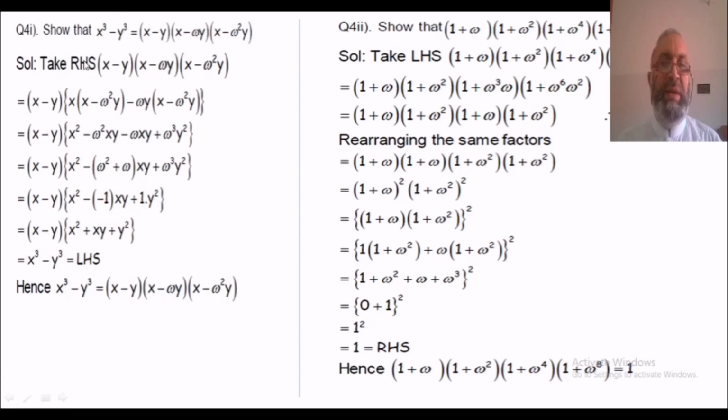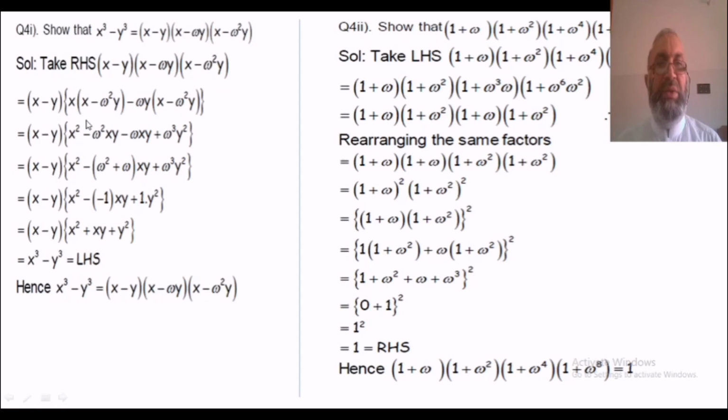So by taking the right hand side, x minus y into x minus omega y into x minus omega square y. If we recall the formula a cube minus b cube, or x cube minus y cube, we have two terms: x minus y into x square plus xy plus y square. So x minus y is the first term, so we leave the x minus y and multiply the remaining two terms to simplify omega.